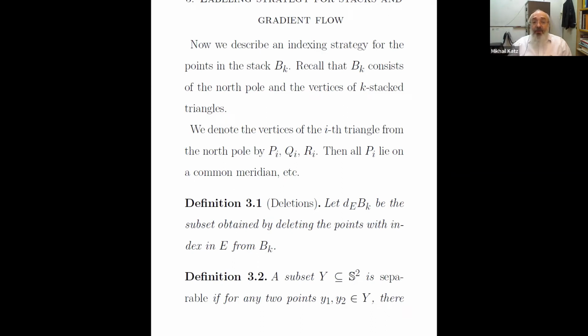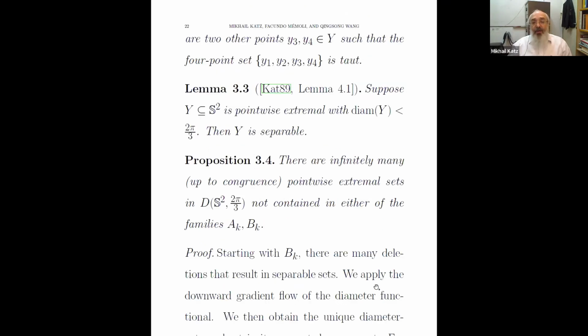It turns out that they don't coalesce because of a simple property of separability here, which has nothing to do with the classical property of separability. We say that a subset of a sphere is separable if for any 2 points in Y, there are 2 other points such that the 4-tuple is taut. And it turns out that you can delete points from these stacks and get separable configurations. So then you're guaranteed from the start that when you flow with the flow of the diameter functional, the points do not coalesce and give you new interesting configurations.